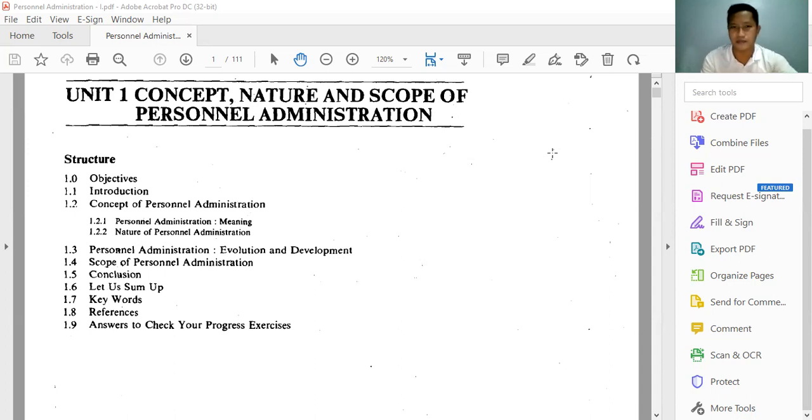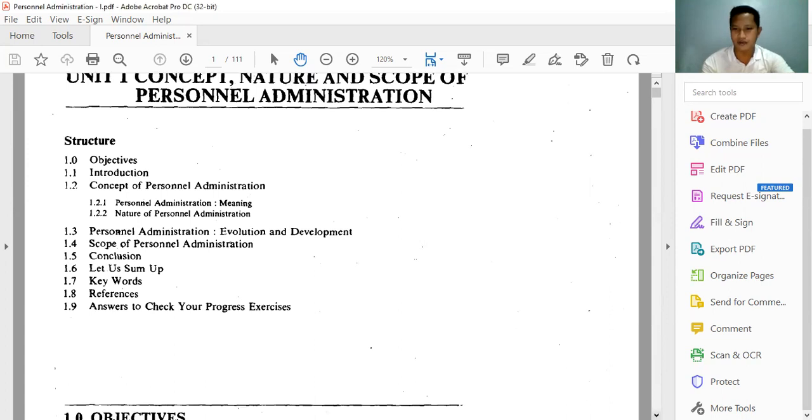This could actually help you a lot on how to do further research based on the information presented. And also we have 1.9, answers to check your progress exercises. So please stand by as we go through our discussion.